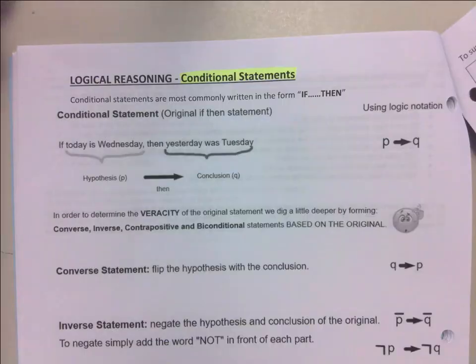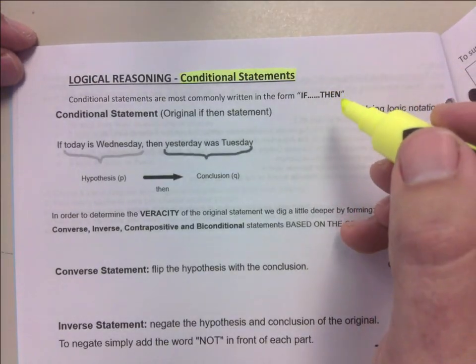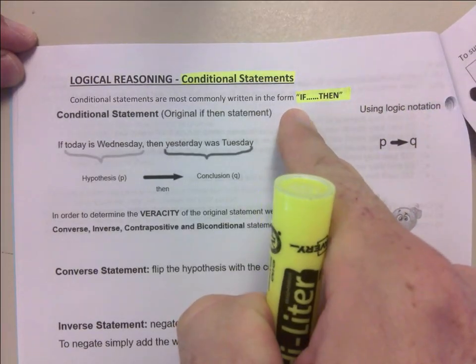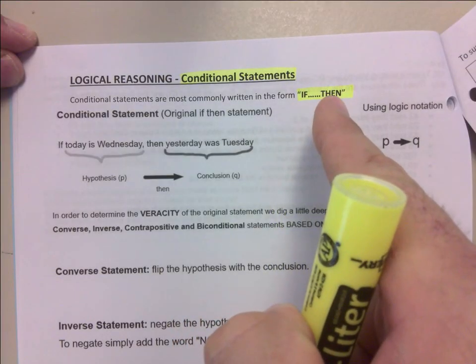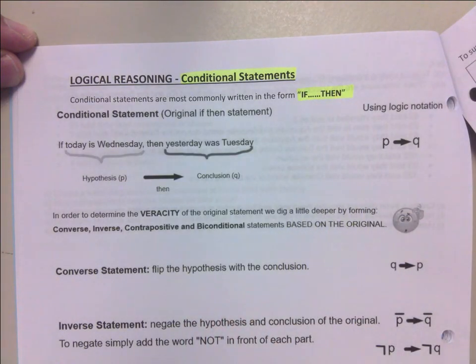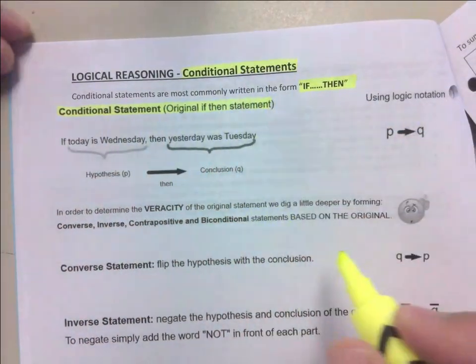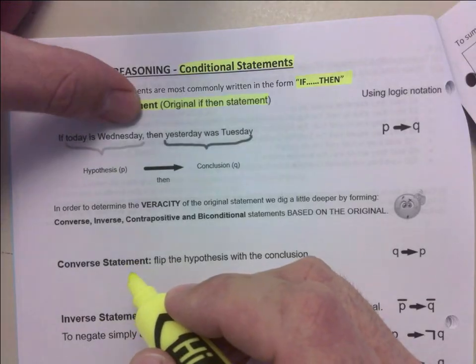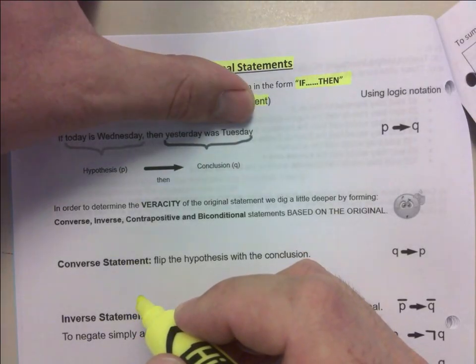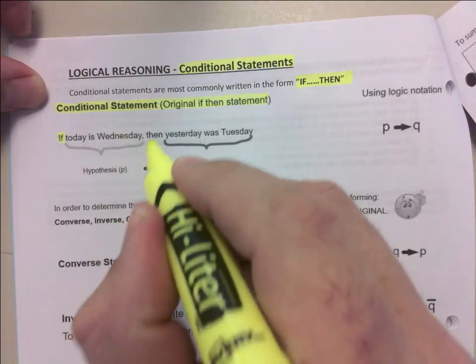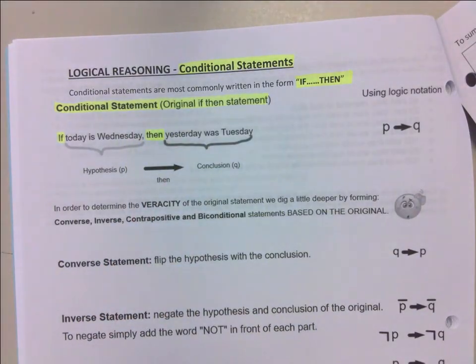And the first giveaway that you're working with conditional statements is if you see a statement that has if, and then at some point in the sentence it has then. Okay, it starts with if, and then you'll see a then somewhere halfway through the sentence. And that's what we call the original conditional statement. Okay? So, this statement says, if today is Wednesday, then yesterday was Tuesday. And again, it starts with if, and then all of a sudden you have a then appearing, right?